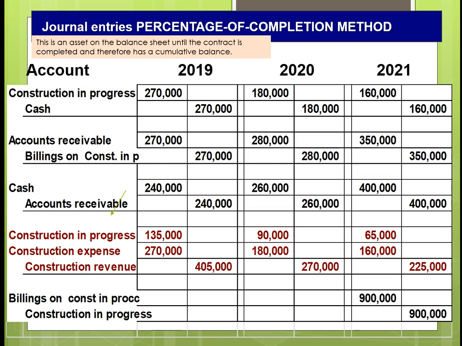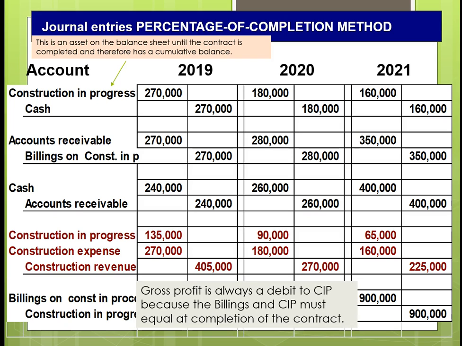So, this is an asset until the contract is completed and therefore has a cumulative balance. And gross profit is always a debit to construction in process because the billings and construction in process must equal at completion of the contract.